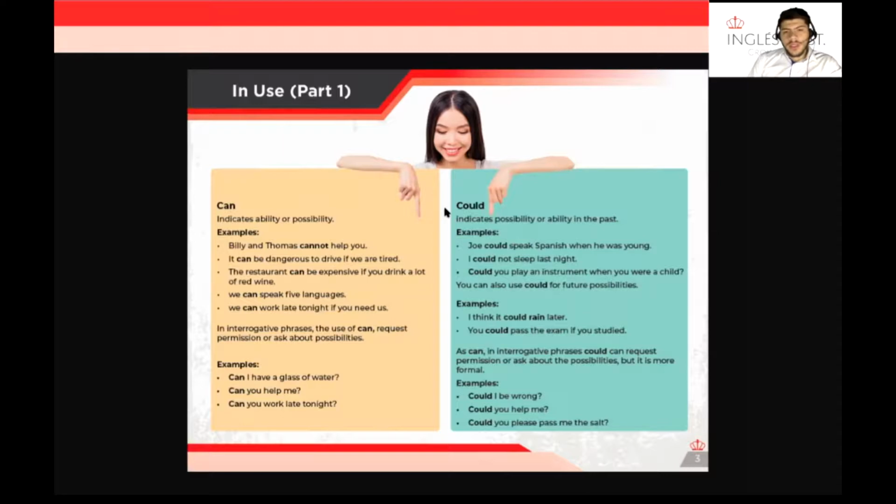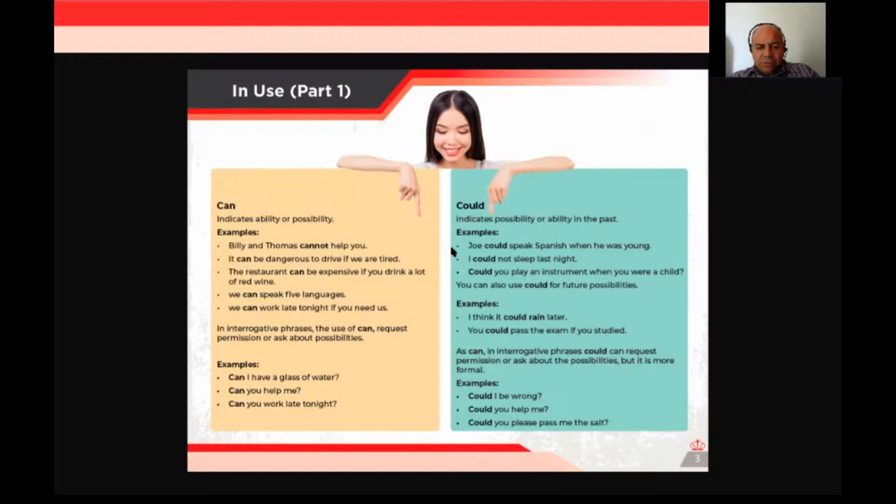Could. Could indicates possibility or ability in the past. Remember, could is very similar to can, but in the past, okay? Well, that is one of the usages of could anyway. So I'm going to ask you, Gonzalo, to read the examples. Joe could speak Spanish when he was young. I could not sleep last night. Question: could you play an instrument when you were a child?